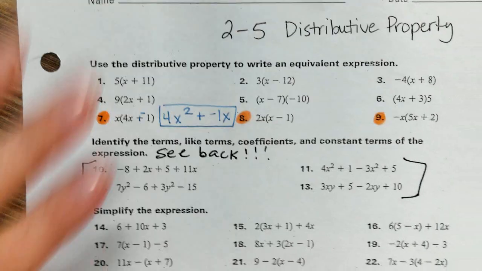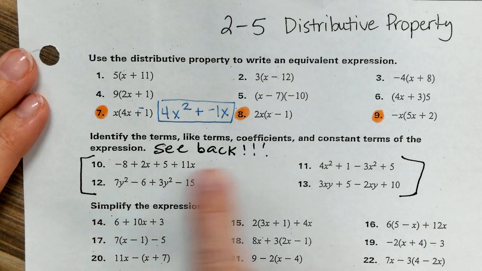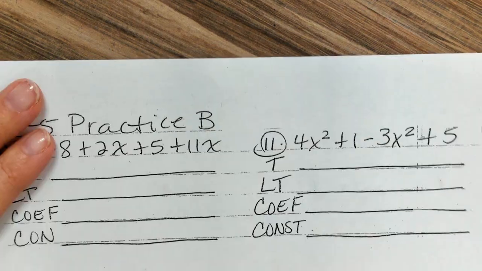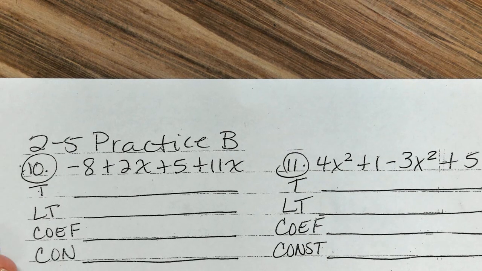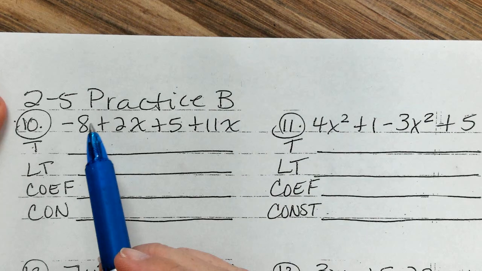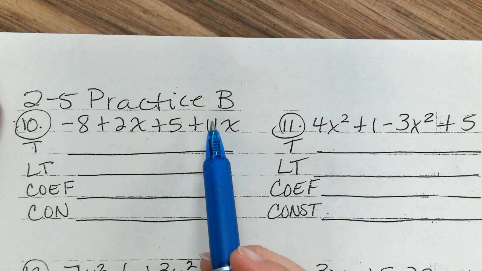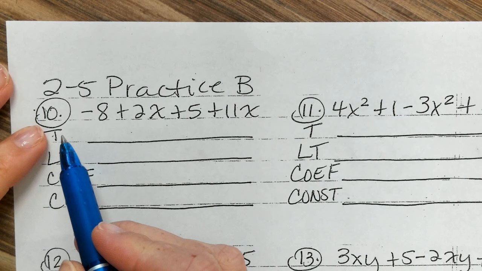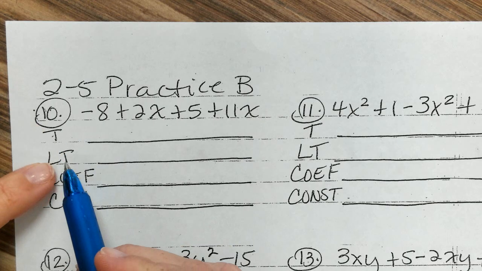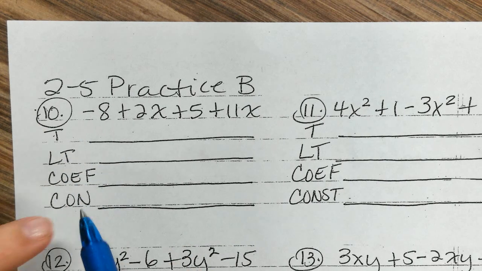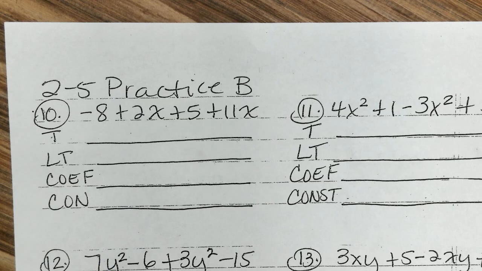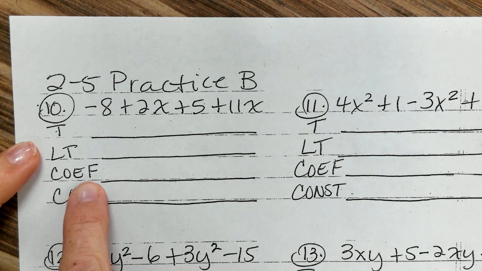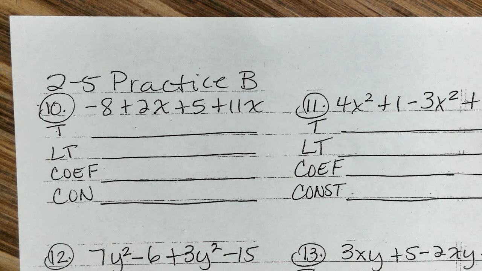Now, on 10 through 13, you're not going to do them on the front. I have made it to where it's much easier for you. They're going to give you the expression, and you're going to label like we did on our notes. Y'all remember when we did these? What does T stand for? Terms, like terms, coefficient, constant. Please use your notes, guys, so you see how if you put, for coefficient, if you put an X with it, the whole thing's wrong.